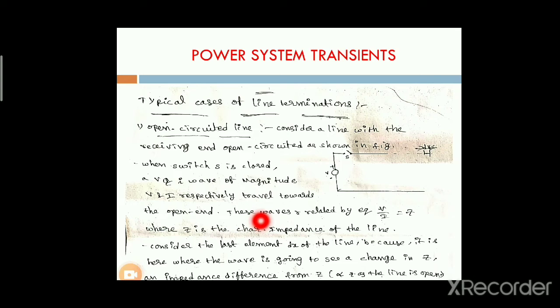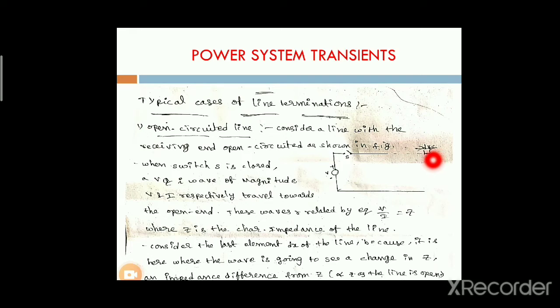Next, consider the line element dx of the line. We are taking a small length dx in that transmission line. It is here that the wave is going to see a change in the impedance. How the impedance changes will be observed: it is directly proportional to the line being open circuited.